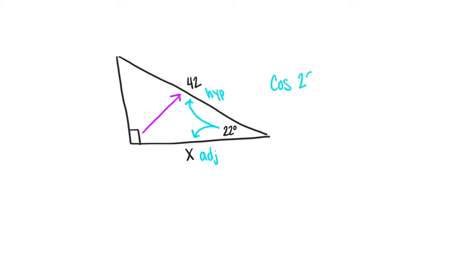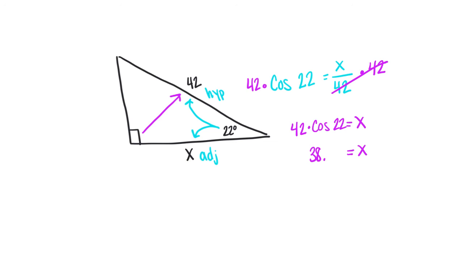So the cosine of 22 degrees is going to equal the adjacent over the hypotenuse. So to solve this, I'm going to simply multiply both sides by 42, and that's going to undo the fraction. That's just going to leave me with x on the right-hand side of that equal sign. So I have 42 times the cosine of 22, which therefore, when you type that into your calculator, making sure you're in degree mode, x equals 38.94, and if you round that to the nearest whole number, that would be 39.